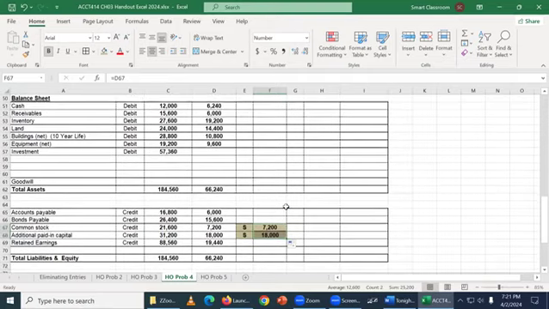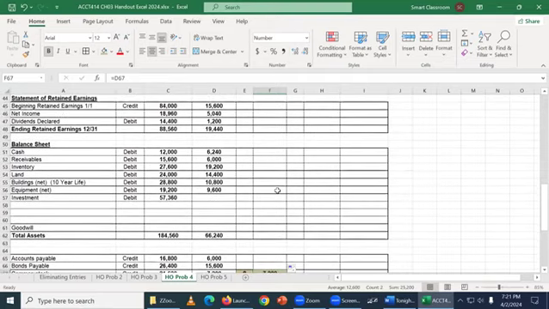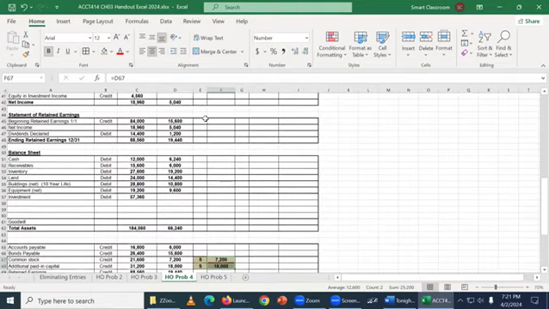And again, the stack one is a little bit strange now in that it has the beginning retained earnings, different than what we did last time.